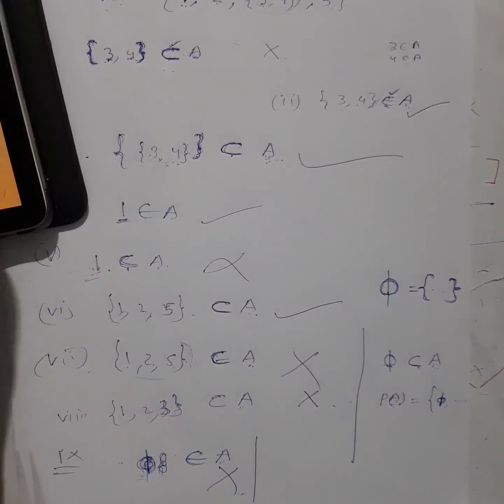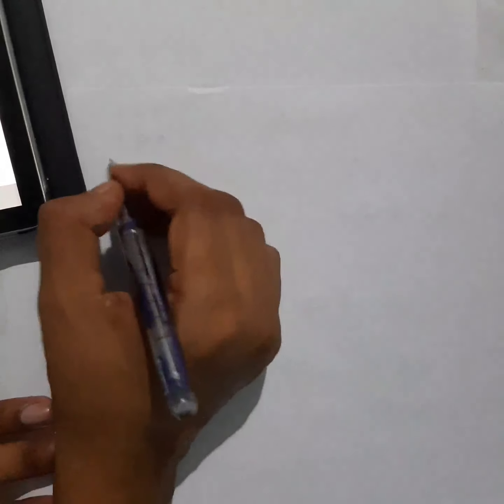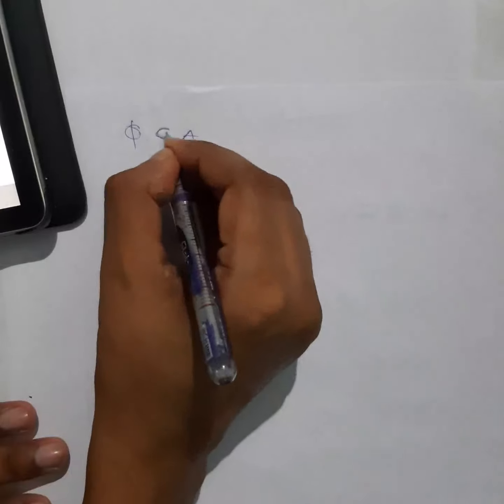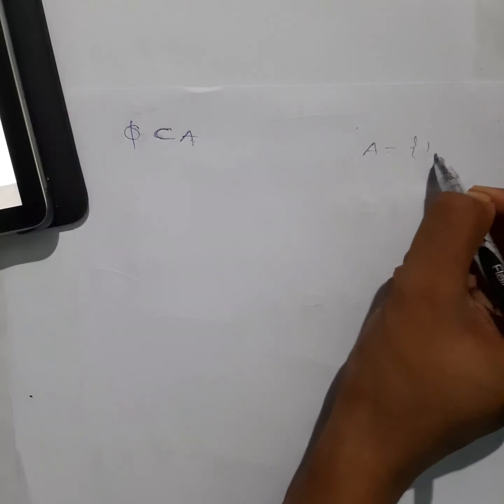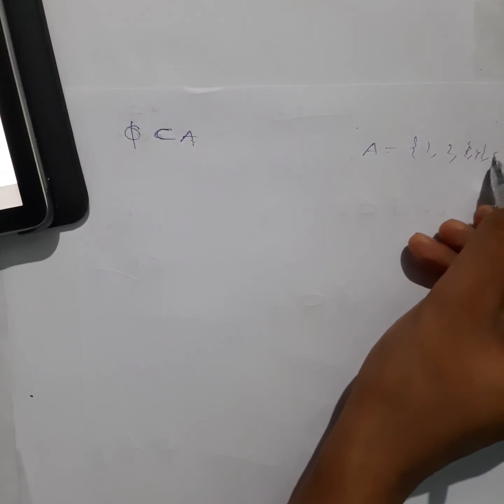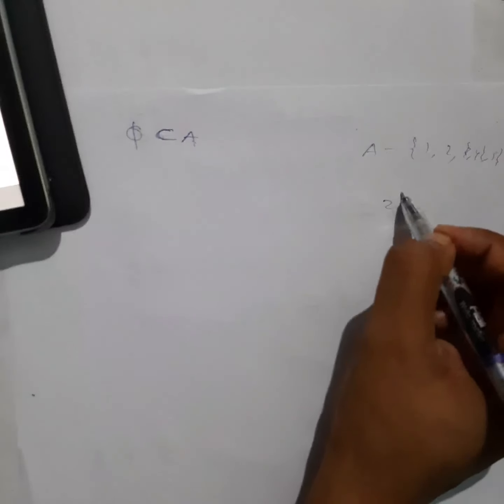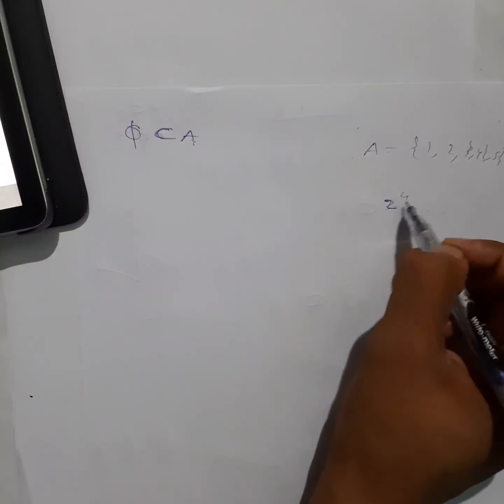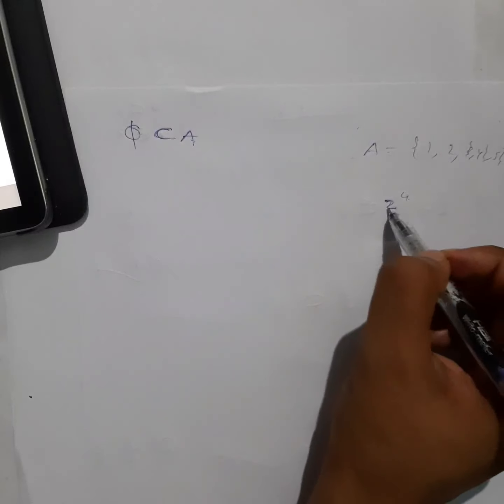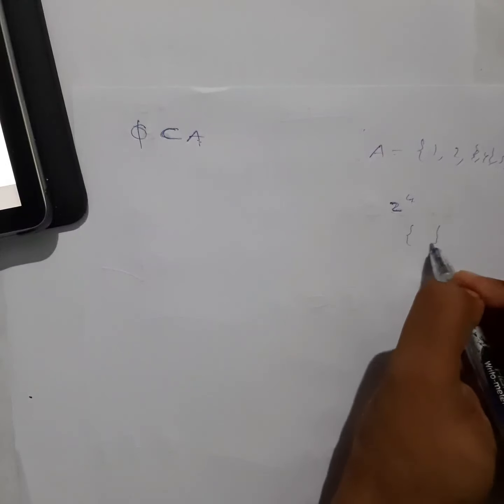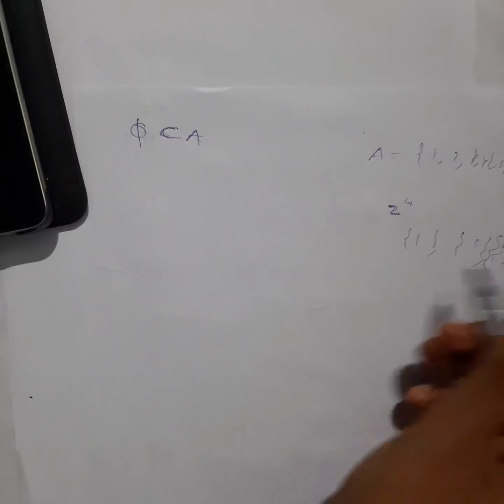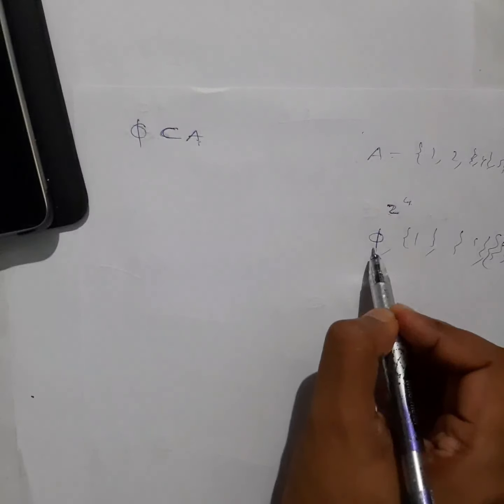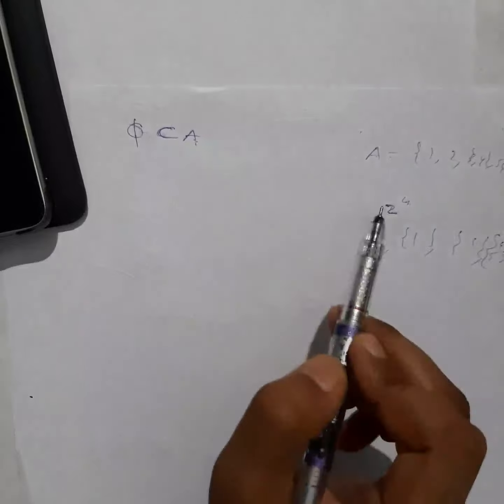Number 10. So 10, what does it say? Phi is a subset of A. That is a correct statement. What are the subsets of A? If I have to write all subsets, first, A is equal to 1, 2, 3, 4, 5. How many subsets will it have? 2 to the power 4. Remember this formula, 2 to the power n will give you the number of subsets. So in this case, if you find all the subsets, 1 will be there, 2 will be there, 3, 4, like this sets will be there, right? In this way, phi will also be there. So phi will also be a subset of this one. So phi will be a subset of A.